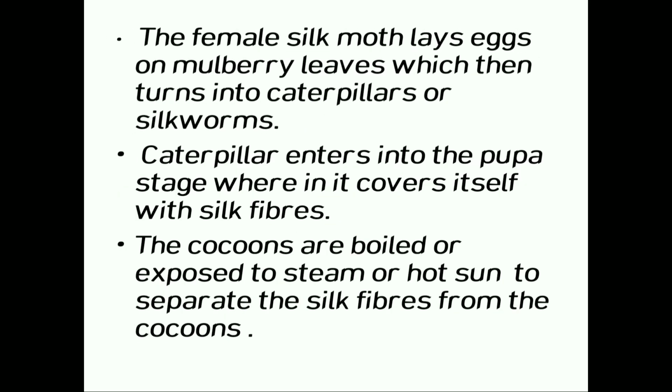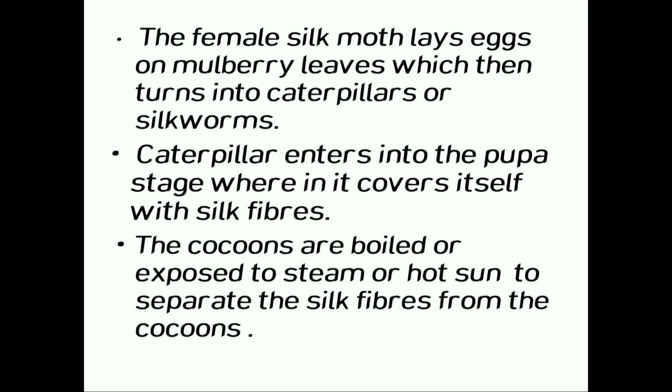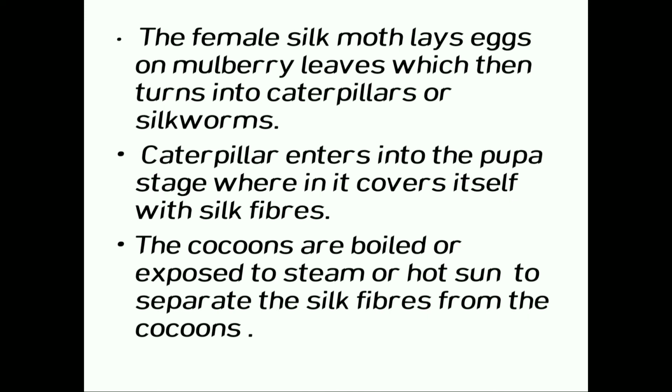The female silk moth lays eggs on mulberry leaves, which then turn into caterpillars or silkworms. Caterpillar enters into pupa stage, wherein it covers itself with silk fibers. The cocoons are boiled or exposed to steam or hot sun to separate the silk fibers from the cocoons.